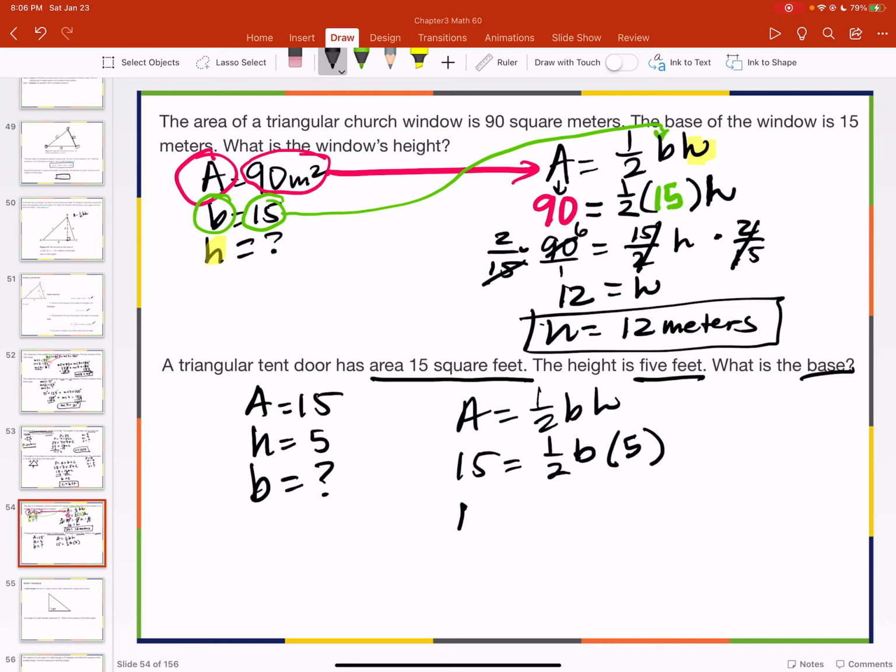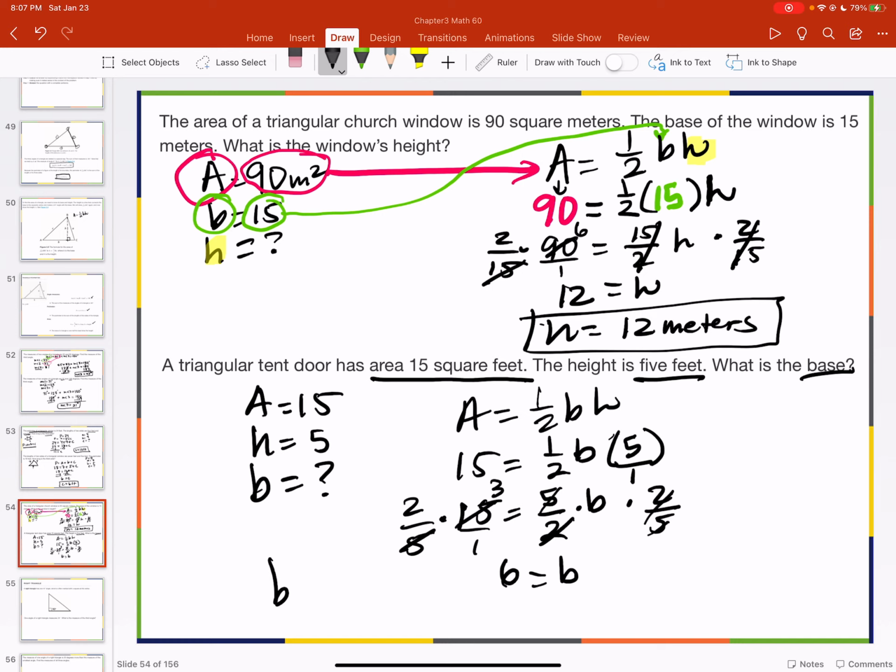So what we really have here is 15 is equal to 5/2, because this is 5 over 1, and I can commute these, times B. So multiply both sides by the reciprocal, and that cancels out on the right-hand side. We get B. 5 goes into 15 3 times. 2 times 3 is 6. So base is 6 feet.